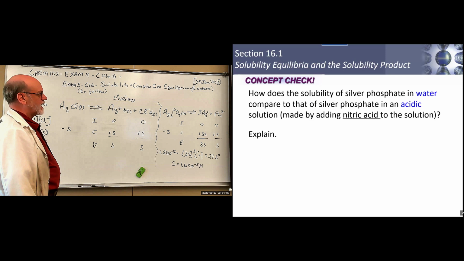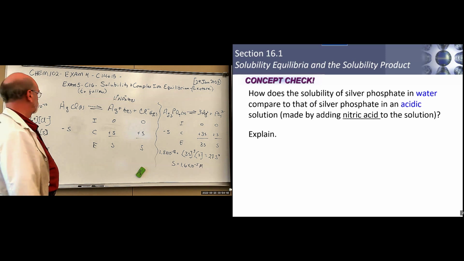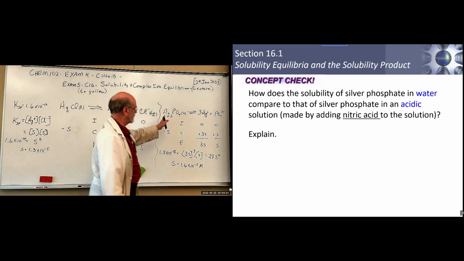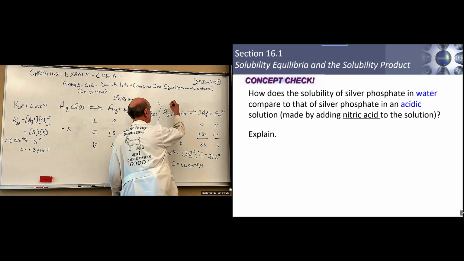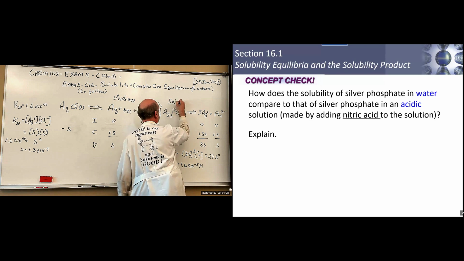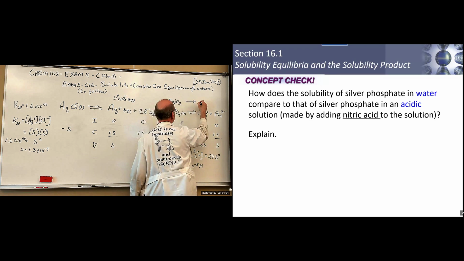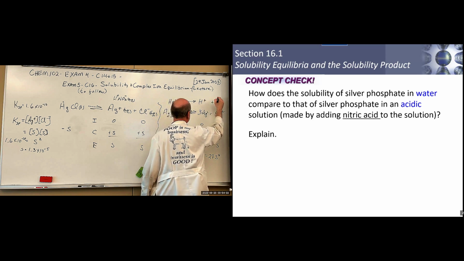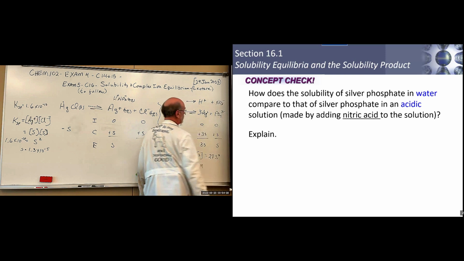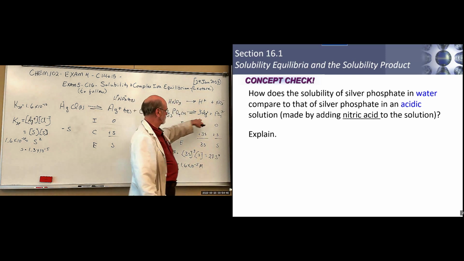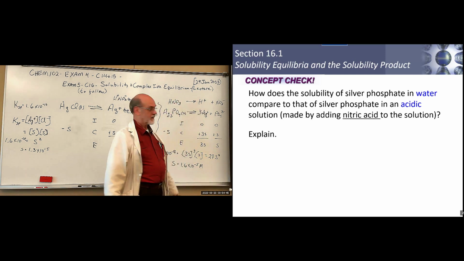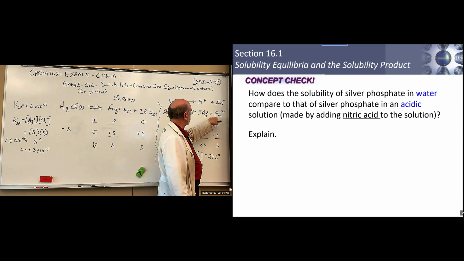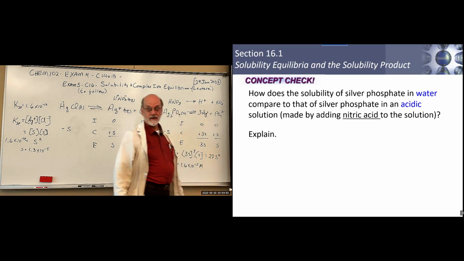Okay. How about silver phosphate? Okay, let's move over to this side. How would adding nitric acid affect this one? If we have the HNO3, it's going to completely dissociate into that one plus this one. So which one would nitrate interact with? Well, silver again, anion, cation. It's completely soluble. But phosphate and hydrogen, how are they going to interact?